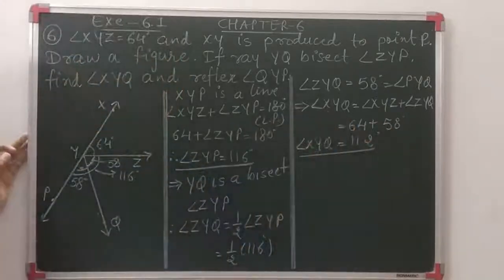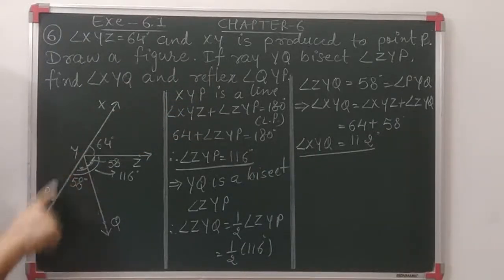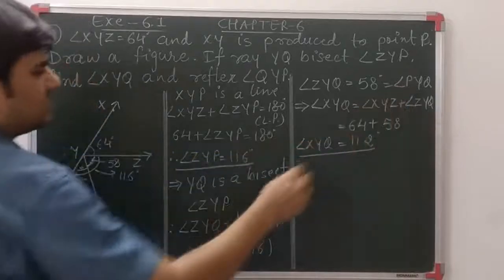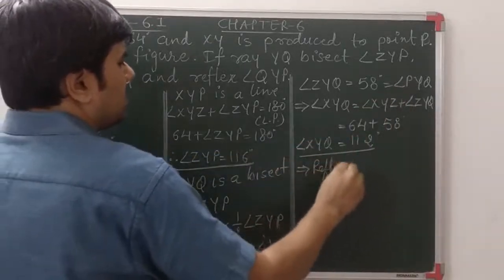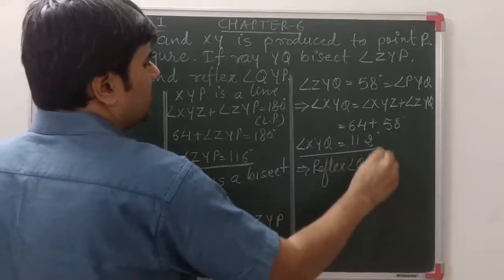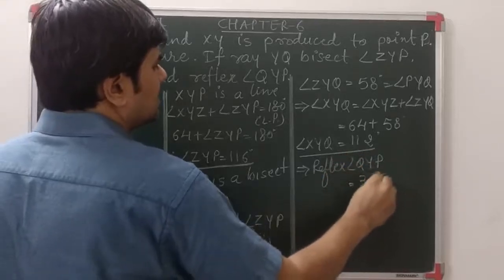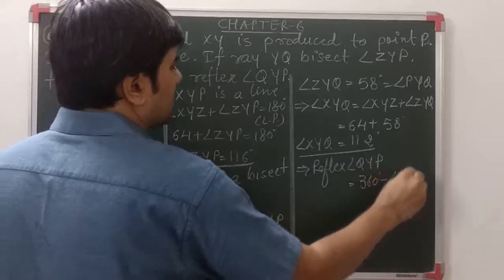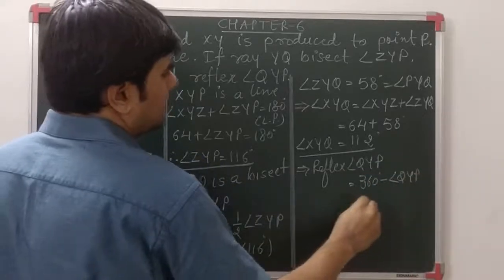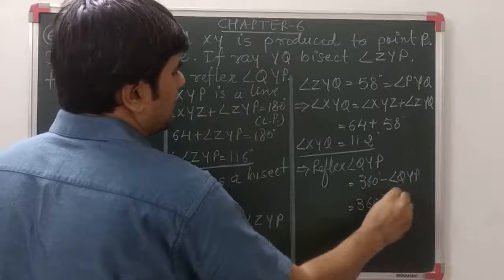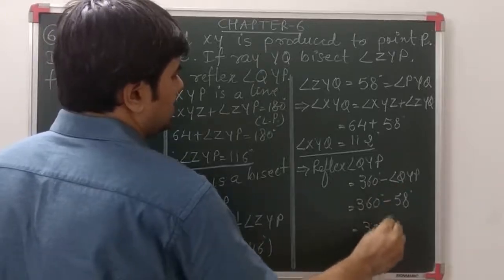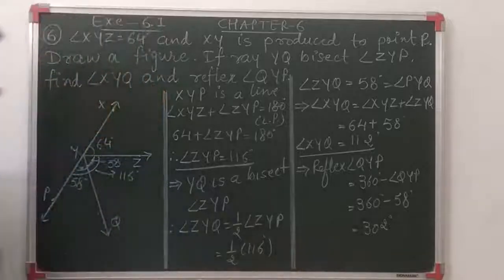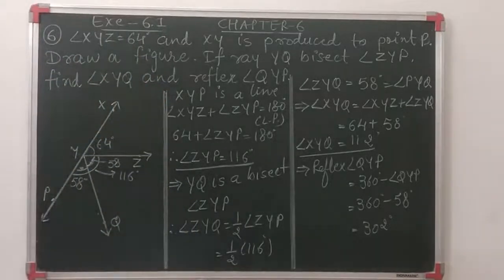One more angle we have to find out, reflex QYP. Reflex QYP. QYP we have. So let's find out the reflex of that angle. Reflex QYP is 360 minus QYP. So QYP is 58. 360 minus 58. So the answer comes 302 degree. So thus the reflex of QYP is 302.